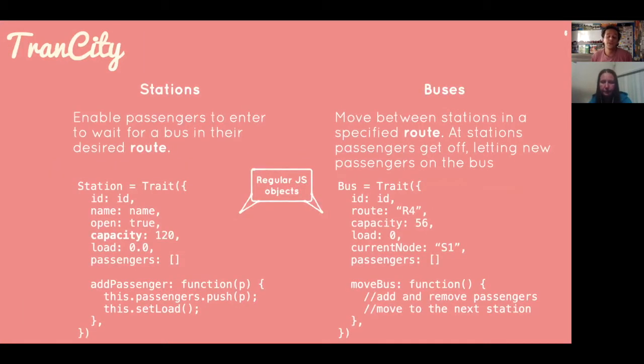So we start engineering CAS with the base system definition. In this case, we have the base definition for both the stations and buses. And as you can see here, we use regular objects of the language, and in our particular case, regular JavaScript objects to define stations and buses. Note that here, stations, buses, and passengers are continuously executing their behavior independently from each other.